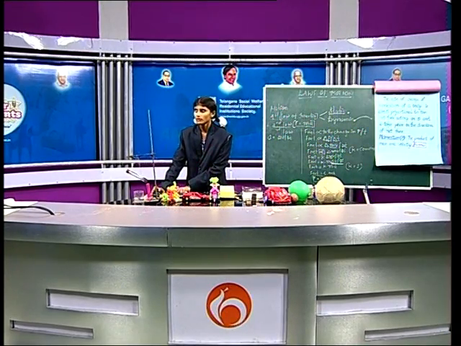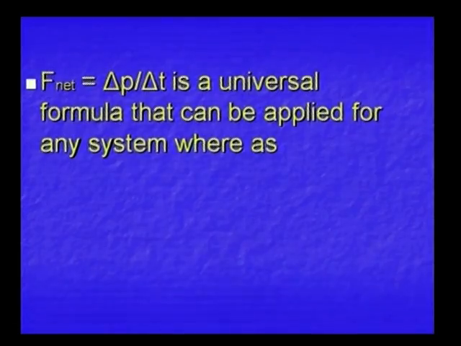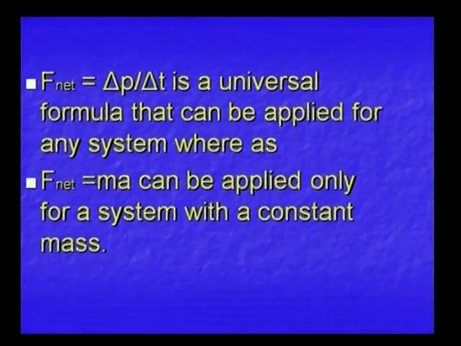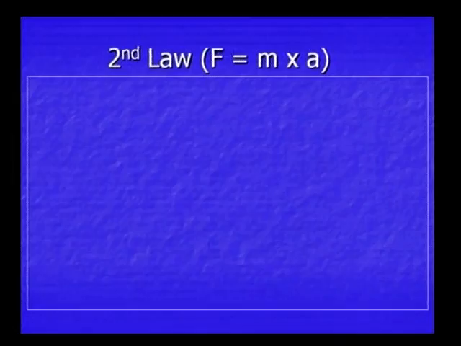Before going to that video, we have to note some important points, like see the slide. F net equal to delta p by delta t is a universal formula that can be applied for any system, whereas F net equal to ma can be applied for only a system with a constant mass. Okay friends, now let us see some examples, problems on F equal to ma.